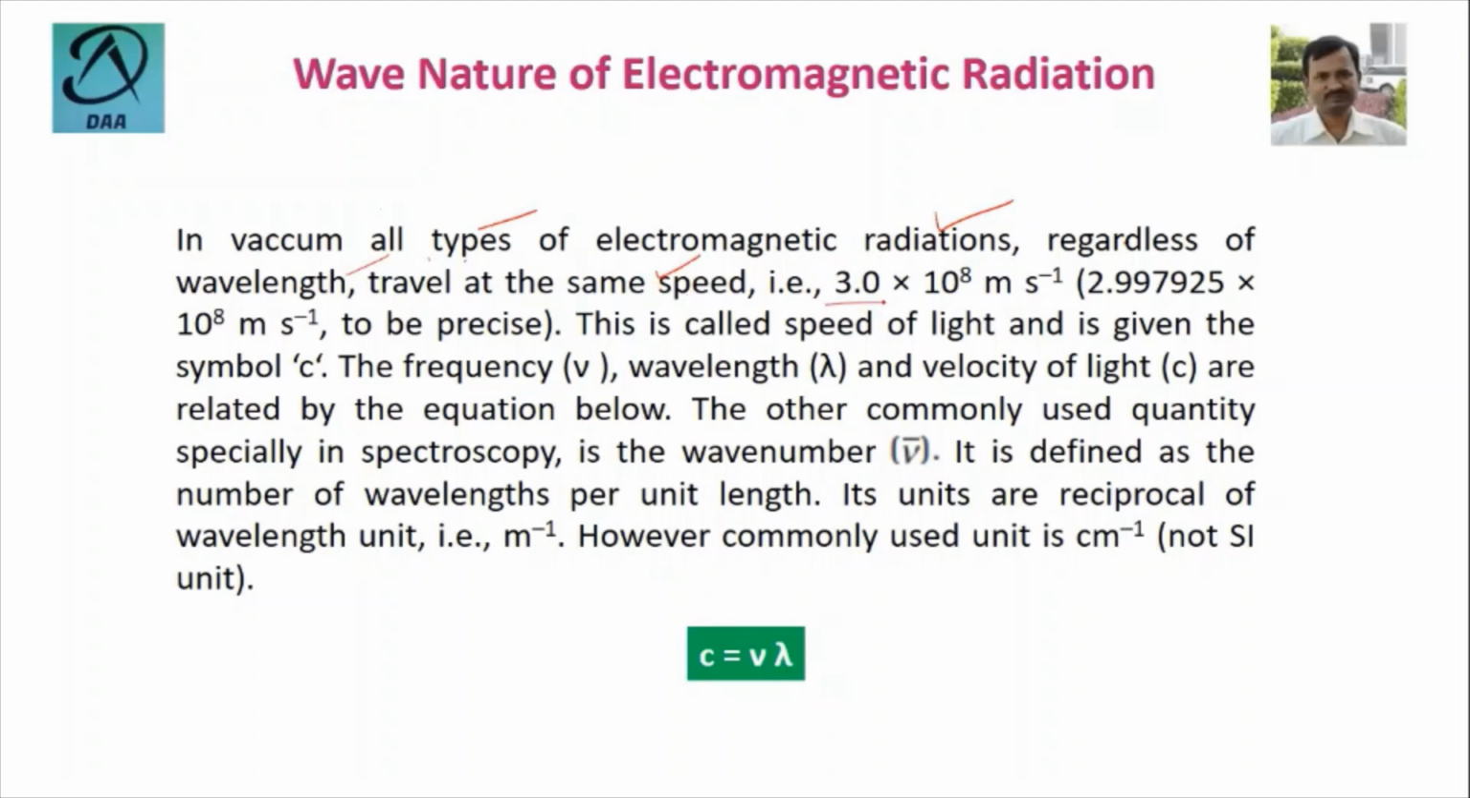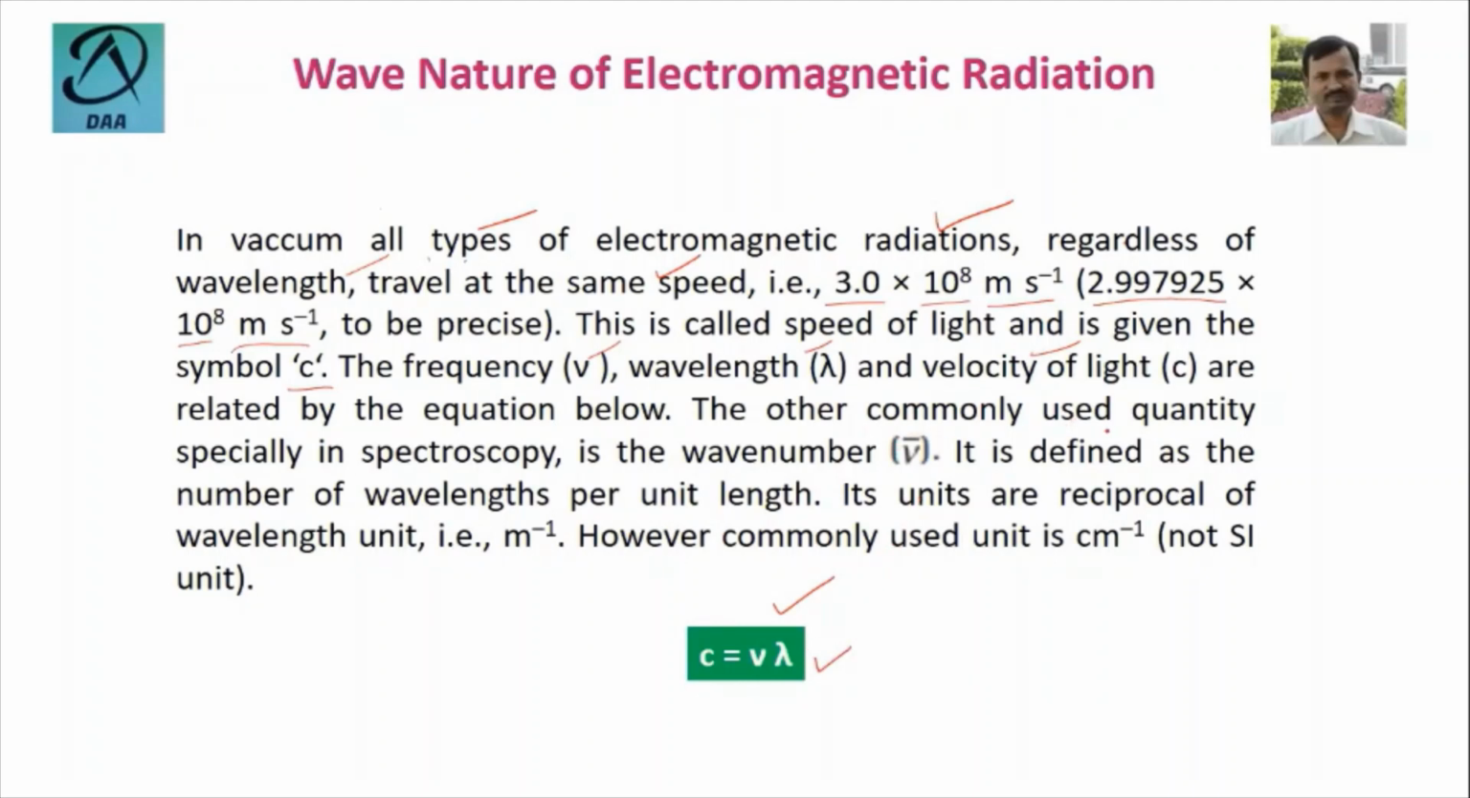It is 3.0 multiplied by 10 to the power 8 meter per second, or precisely it is 2.997925 multiplied by 10 to the power 8 meter per second. This speed of light is symbolized by the small c, and if you consider the frequency, wavelength and velocity, you will find one equation which is given below.